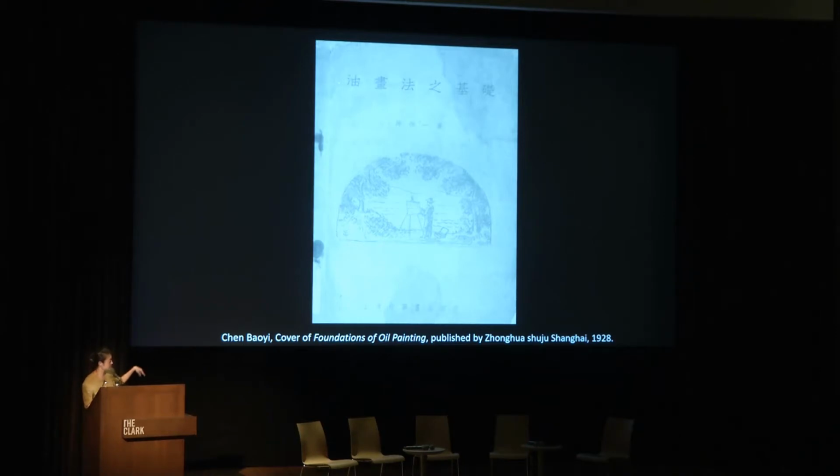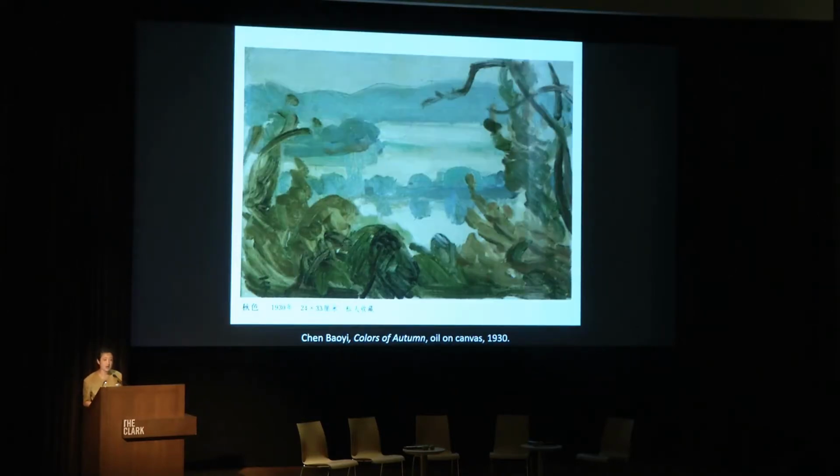And this author, Chen Baoyi, studied under Fujishima Takeji in Tokyo. So the goal of direct observation was not to achieve verisimilitude, but to render the sensation of light, conveying both optical truth and the artist's subjectivity expressed by his or her mastery of color.